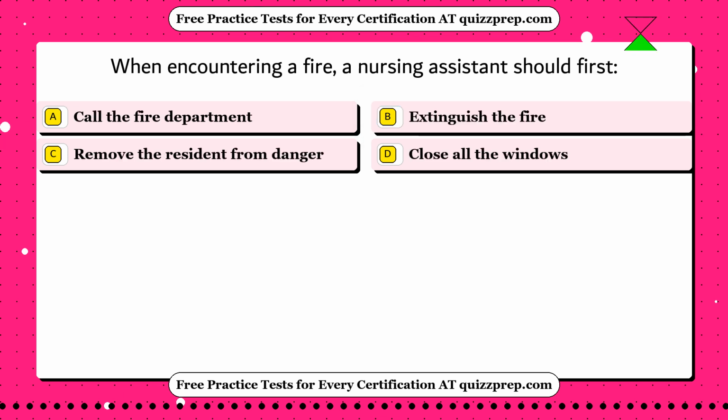Question 57. When encountering a fire, a nursing assistant should first: Option A. Call the fire department. Option B. Extinguish the fire. Option C. Remove the resident from danger. Option D. Close all the windows.